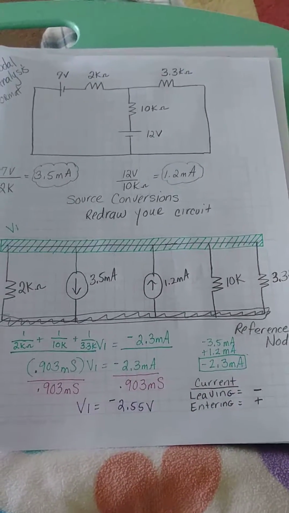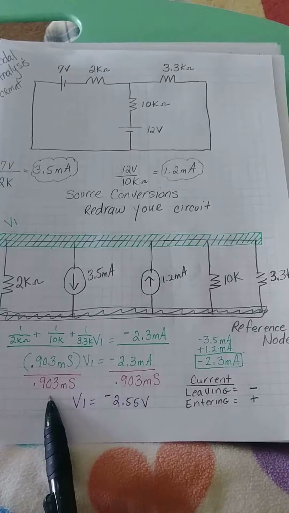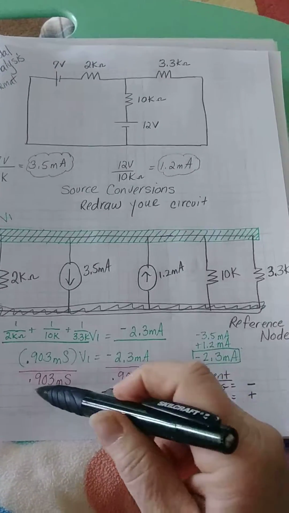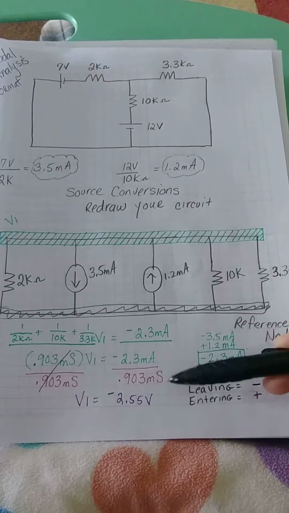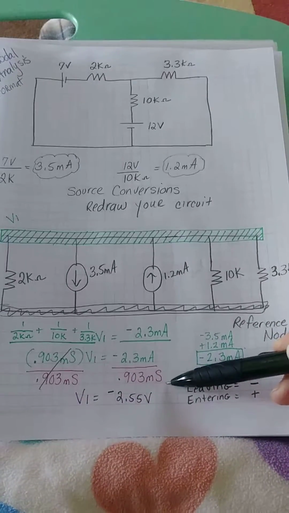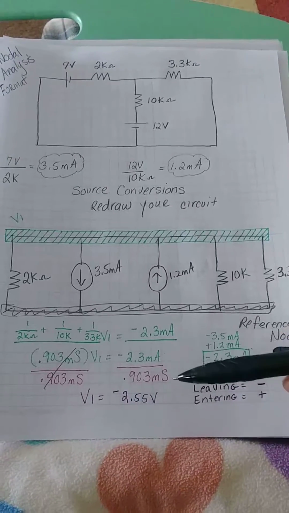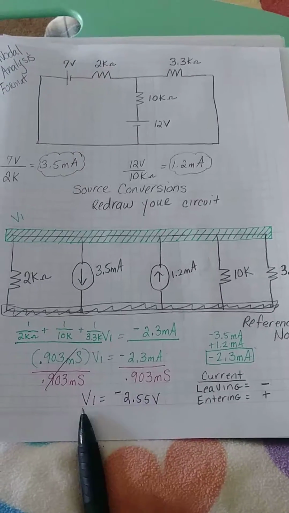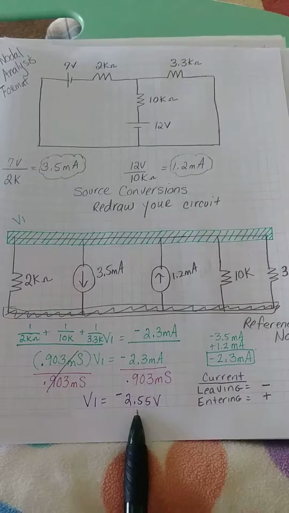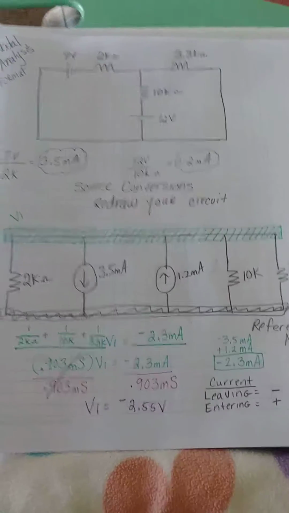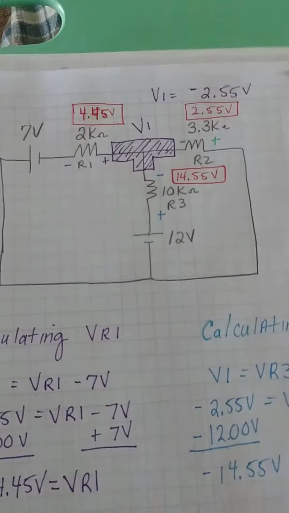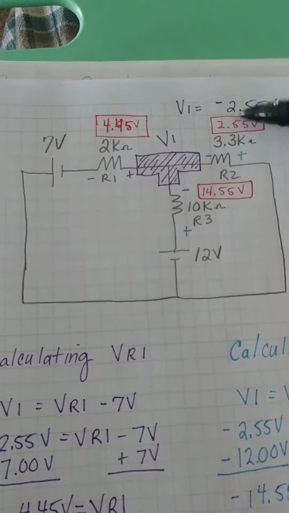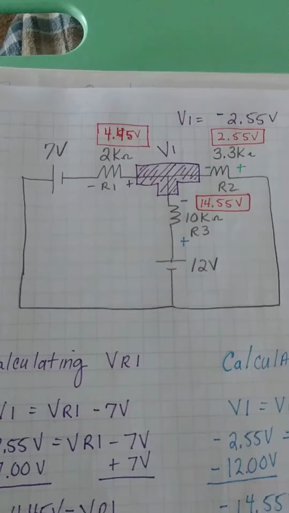We're trying to solve for V1. So you divide by 0.903 millisiemens on this side to get rid of it. We divide 0.903 millisiemens here too. And remember, current divided by conductance is voltage. So we have now calculated V1 voltage as negative 2.55 volts. We bring that back to the original circuit, as you can see. So now this V1 voltage, we know, is negative 2.55 volts.